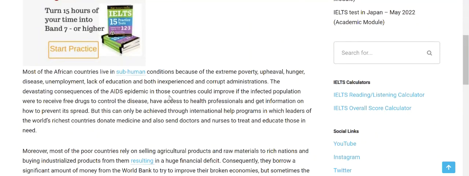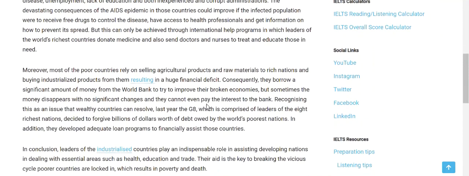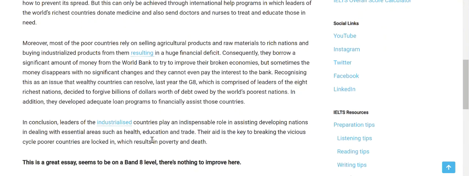In the second paragraph, he gave an example that how, for example, poor situations and lack of knowledge situations, especially in AIDS epidemic, can be helped by some rich countries by information and health professional aid. And then give more example about how the banks are broken. So it is better to get help from richest countries.